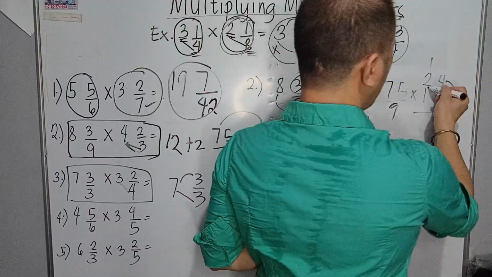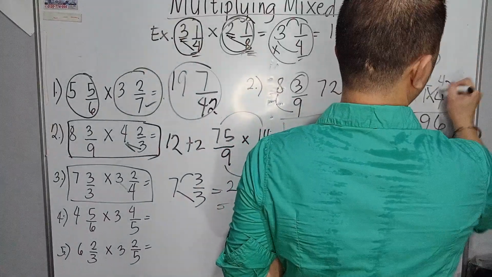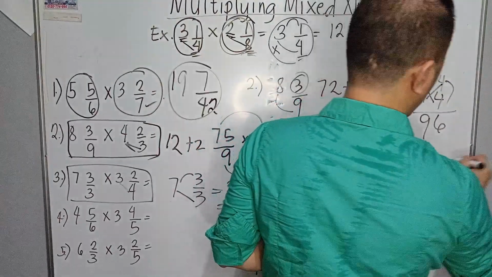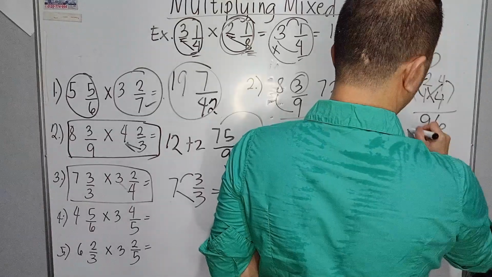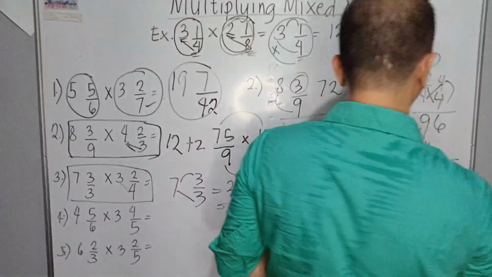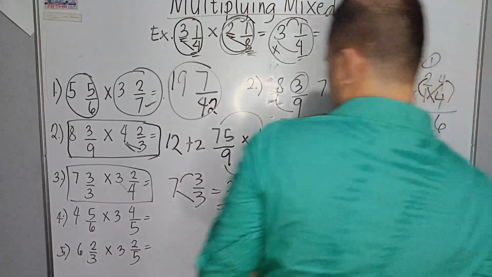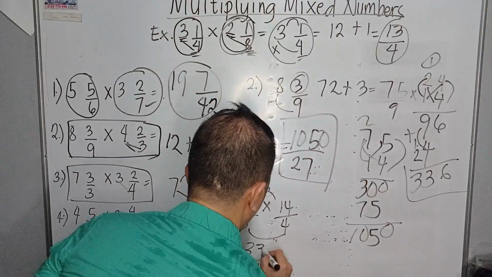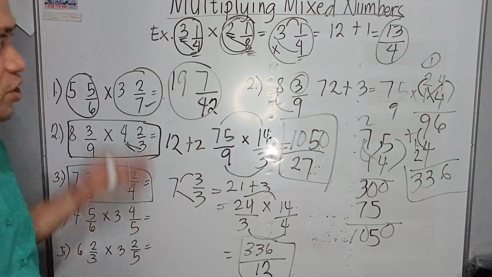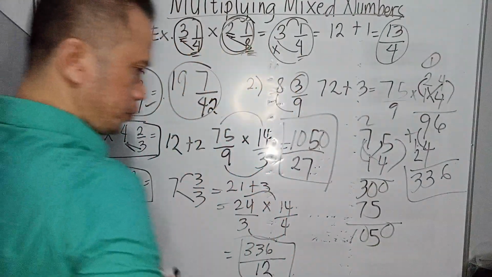We group 1. 2 times 4, we have 8. Plus 1, we have 9. Then next, 1 times 4 is 4. 1 times 2 is 2. So we have to add first here. Bring down 6. Then 9 plus 4, so we have 13. So we have here 336 over 12. And you can simplify it also just like what I did a while ago. You can continue like that.